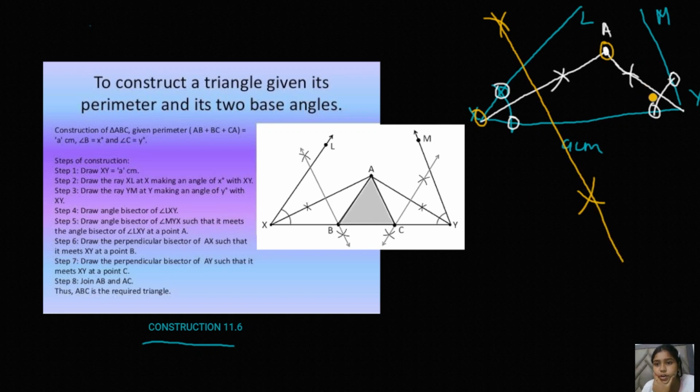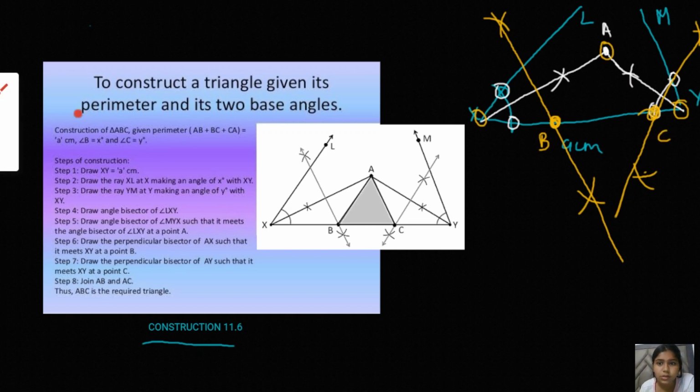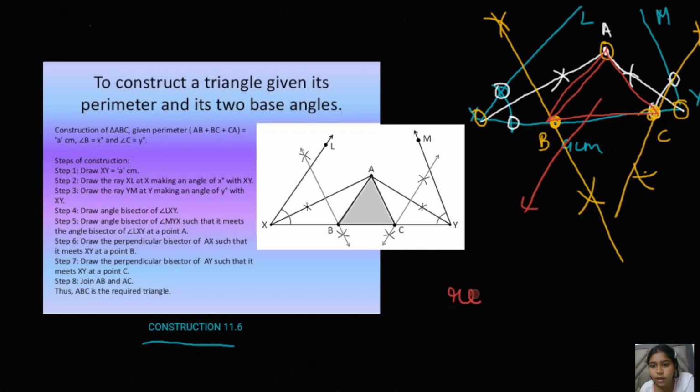Right, similarly you have to draw the perpendicular bisector of AY. You just have to put the pointer at Y and make arcs like this. Then put the pointer at A and make arcs like this, and something like this it will meet. Okay, so like this you have to join them. Now join AB and AC. This is the point where this bisector meets the line segment XY. Let them be B and C respectively. Now you just have to join these three points and you will get your triangle. So this is your required triangle.